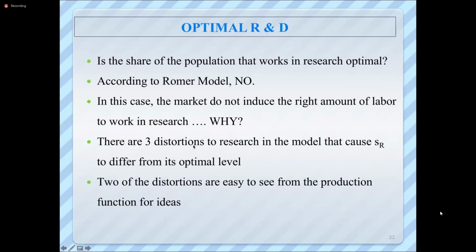Last one. Is the share of population that works in research optimal? Right? According to Romer's model, no. Meaning that let's say you have 20% of the population working as researchers in an economy. Does that mean that as this share of population increases, research is optimal? So Romer is trying to use three important points to explain that it's not the case. Why? He says there are three distortions.